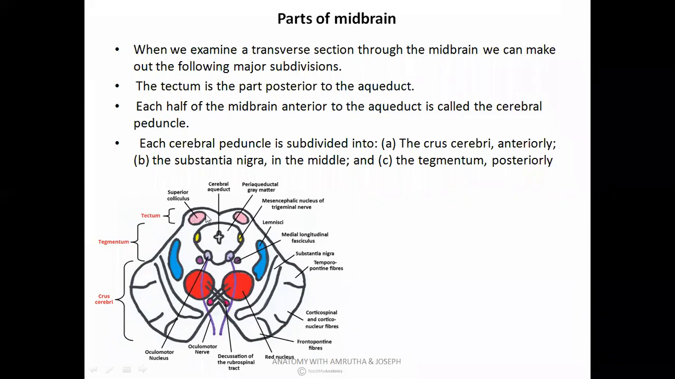Here you can see the superior colliculus again, and the cerebral aqueduct. The lemnisci could be seen. Medial longitudinal fasciculus could be seen. Substantia nigra. Different fibers like temporopontine fibers. Oculomotor nucleus could be seen. Oculomotor nerve can be seen. Decussation of some fibers could be seen. This is called the rubrospinal tract. These fibers, rubro means it's related to the red nucleus. So these fibers arise from the red nucleus and go to the spinal cord. That's why it's called the rubrospinal tract.